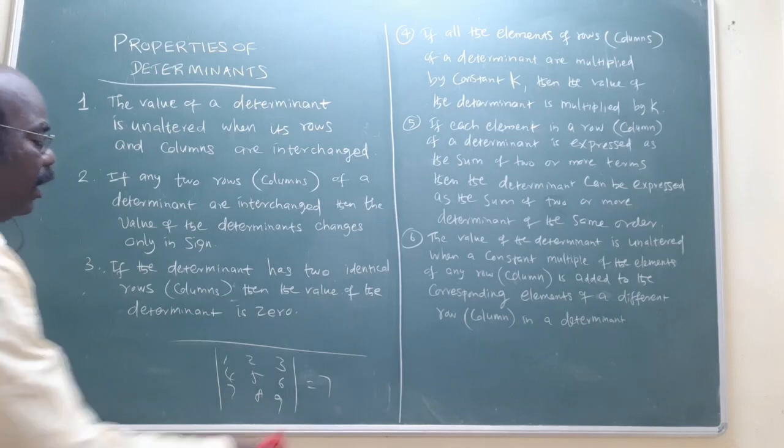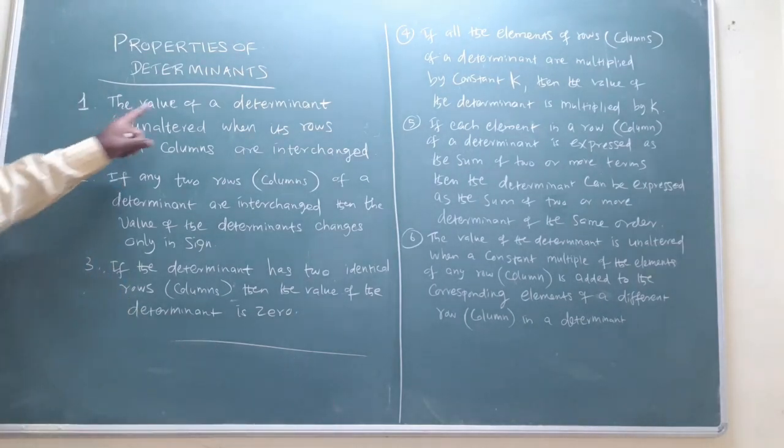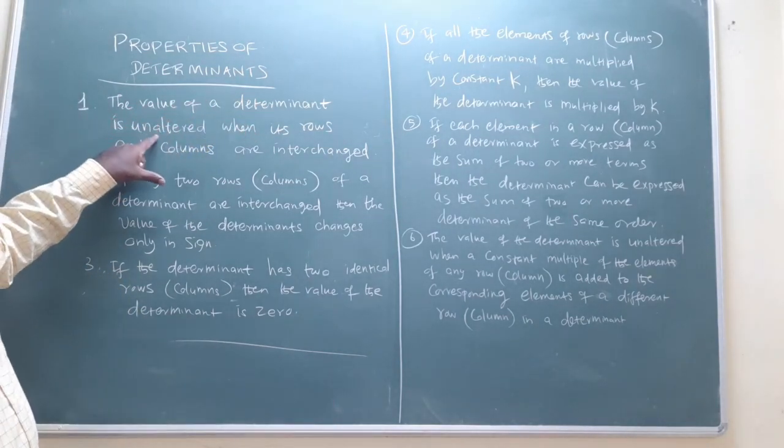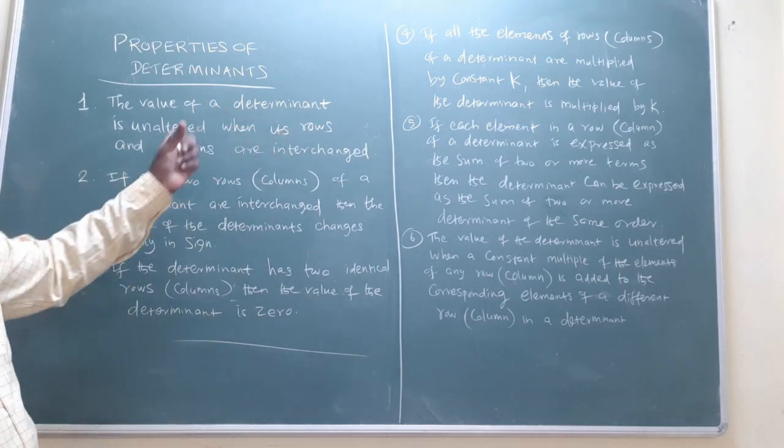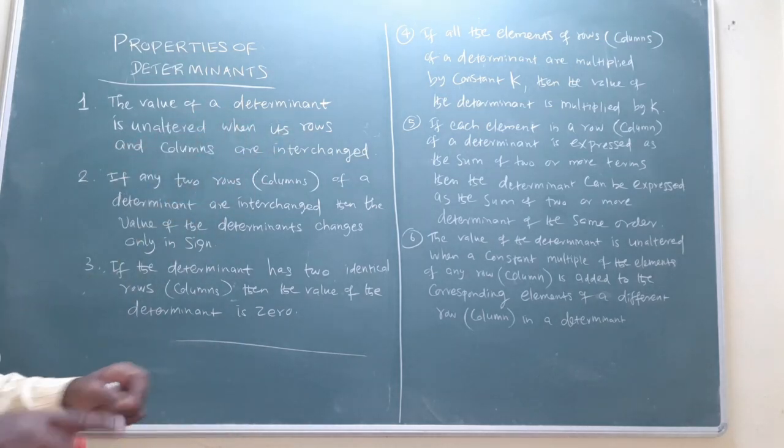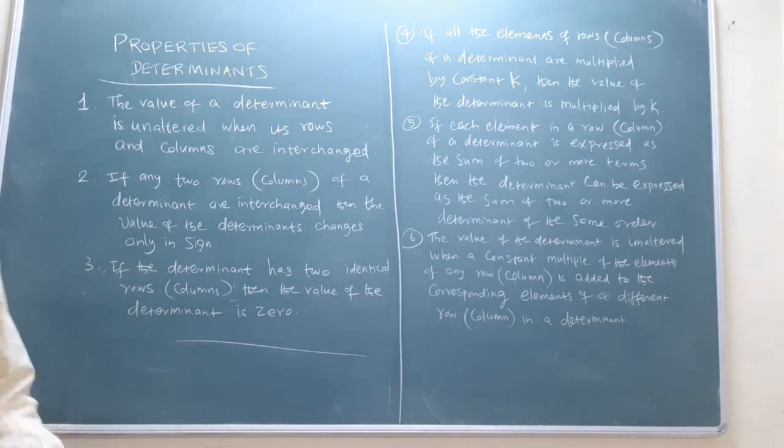In this way, the value of a determinant is unaltered, unchanged, when its rows and columns are interchanged. The first row is converted to the first column, the second row to the second column, the third row to the third column. Then expand, and we will get the same answer.